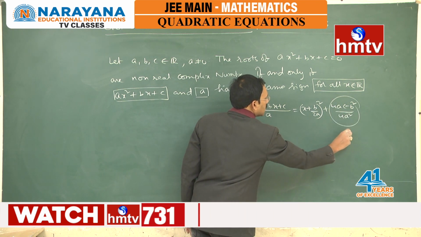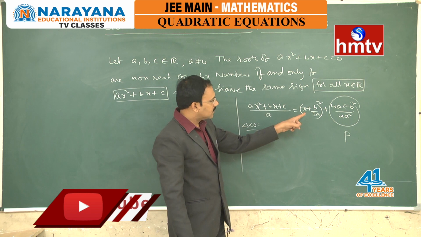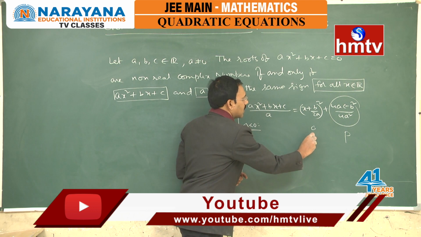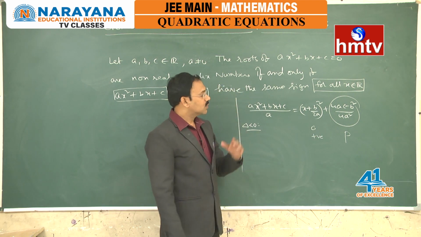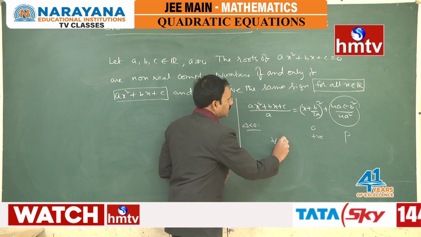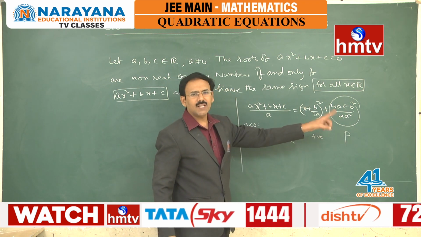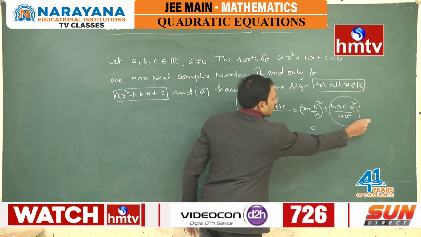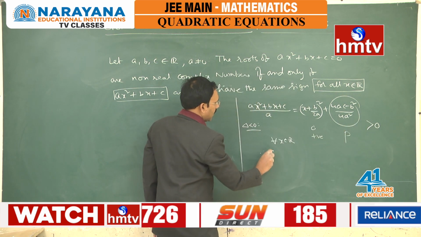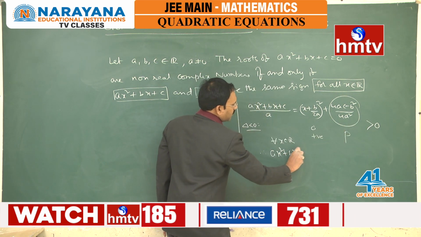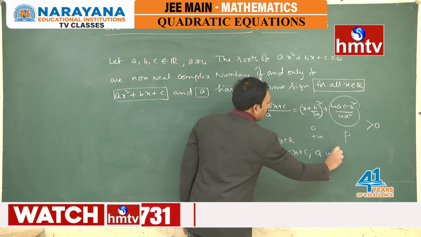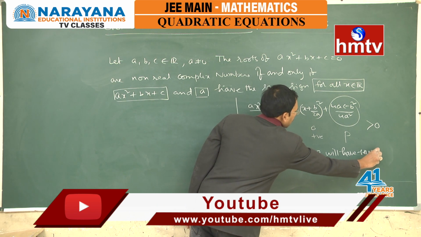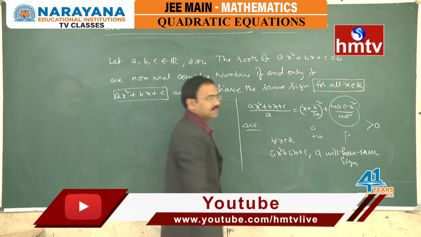Whereas, this expression when x is minus b by 2a is 0, and in all the other cases it is positive. So, therefore, for all x belongs to R, 0 plus positive or positive plus positive is always positive. So, we can say that this expression is positive and hence ax square plus bx plus c and a will have the same sign.